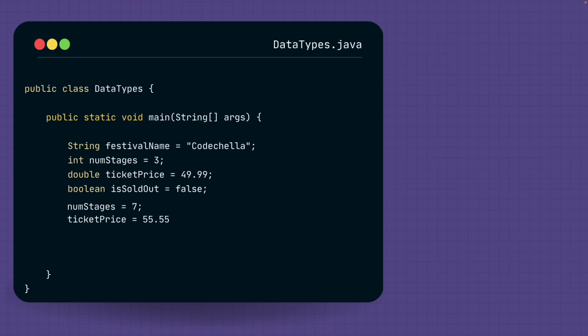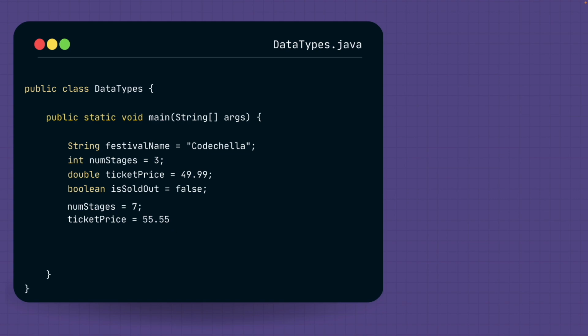Once we have these values declared, we can also change them, but it has to be the same data type. So here we have number of stages. We can change from 3 to 7. That's okay. And we can change the ticket price from 49.99 to 55.55.